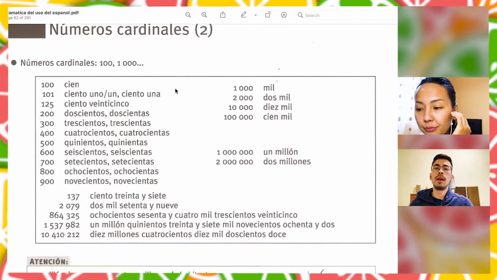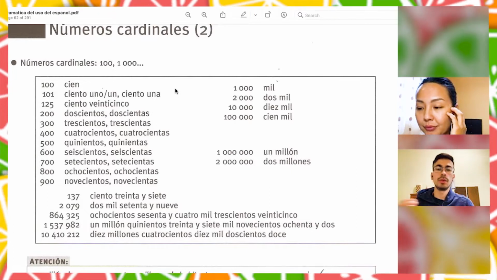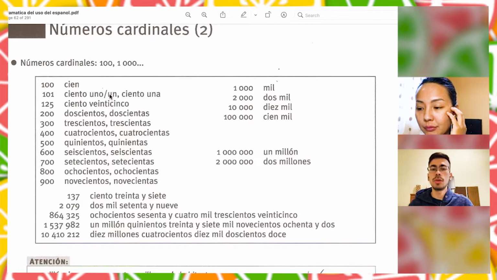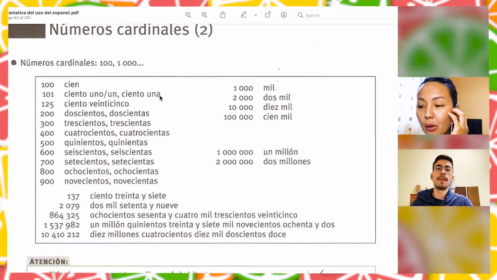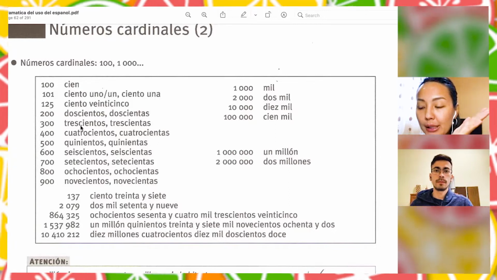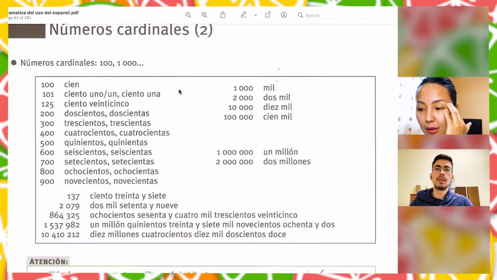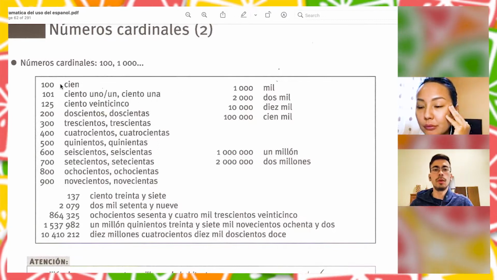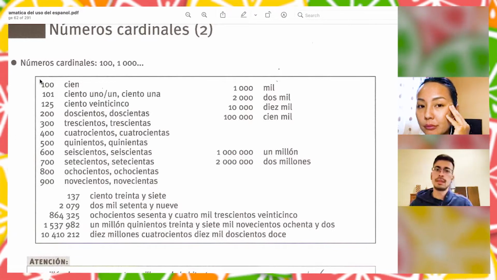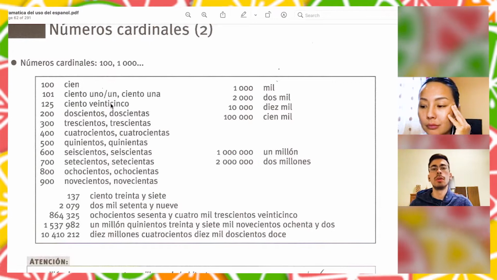Yes, for example, how old are you? 21. I see. Yes, 21. But when we are using it with nouns, we will use un, ¿vale? Or una. Thank you. And we say ciento instead of cien for convenience, as I understand. Yes, so the only one that will be cien is this number. After that, we will use ciento.